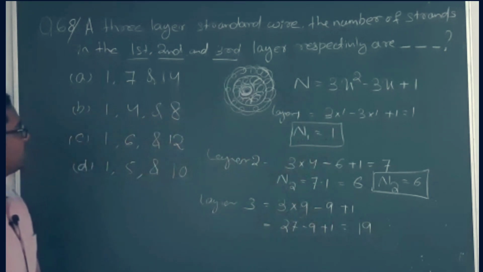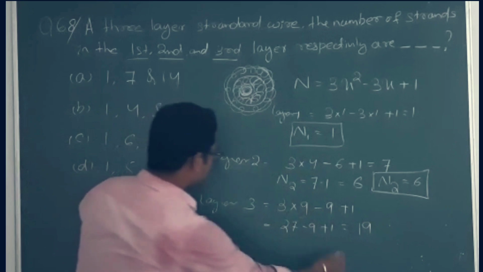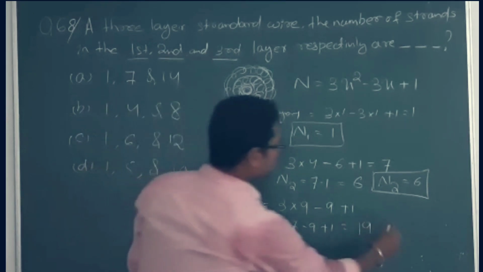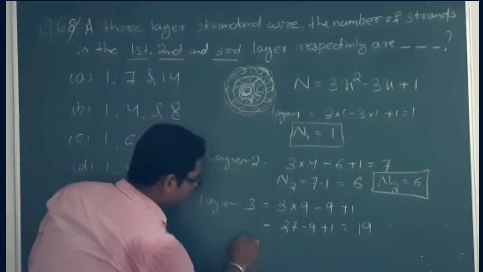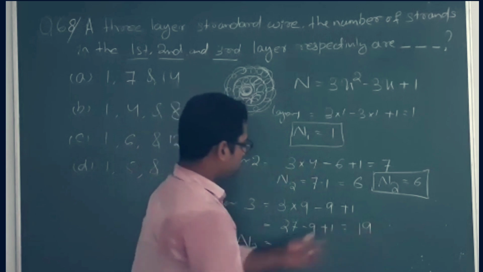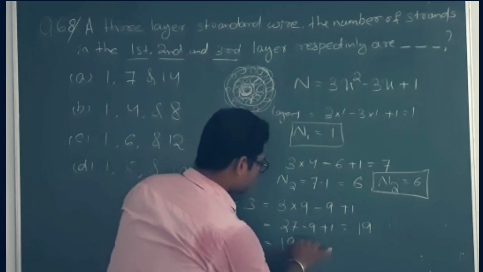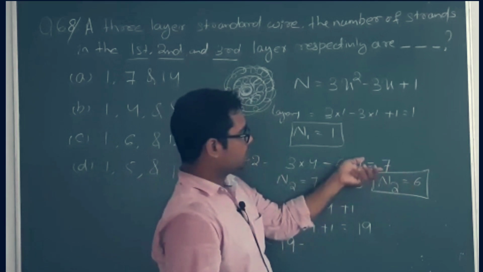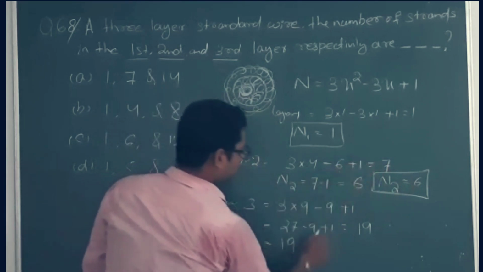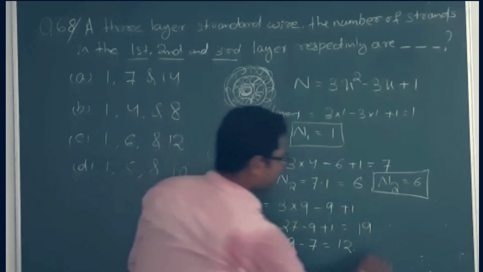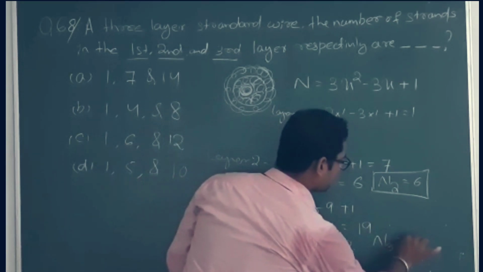Okay, 19. Then what will be n3? If we find out the value of n3, your n3 will be the total number of conductors, 19, minus the total number of conductors of layer 2. So it will be 7, so 12. So n3 is 12.